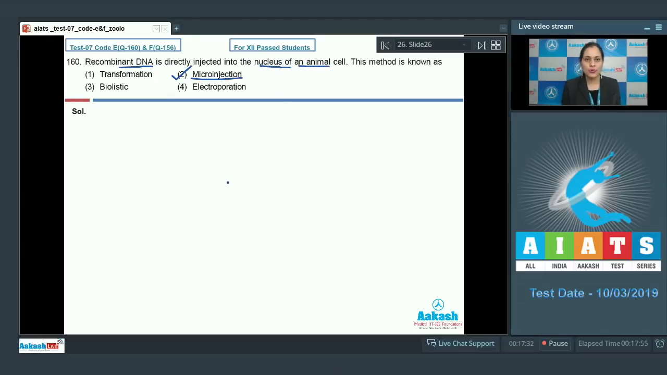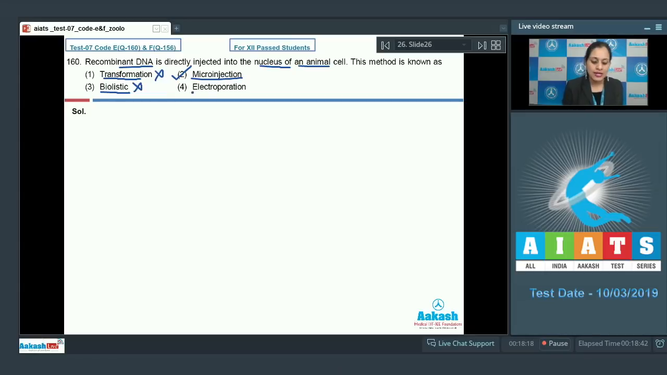Let's discuss the rest of the options. The very first option given is transformation, and this is an incorrect option because transformation is a procedure through which a piece of DNA is introduced into a host bacterium. The next option is ballistic, and this is an incorrect option because in the ballistic, also known as the gene gun method, cells are bombarded with high velocity microparticles of gold or tungsten coated with DNA.